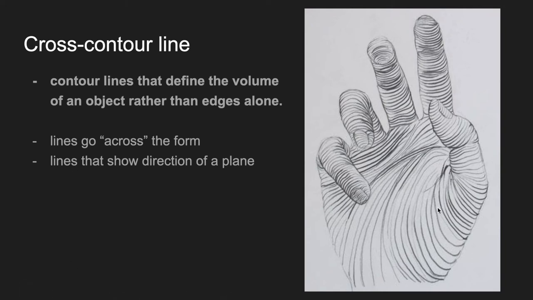For example, if you think about an image of the world, right? If it's just a circle, it looks flat, but with latitude and longitude lines, it looks volumetric. So if it's helpful, you can think about cross contour lines as the latitude and longitude of an object that you're drawing.